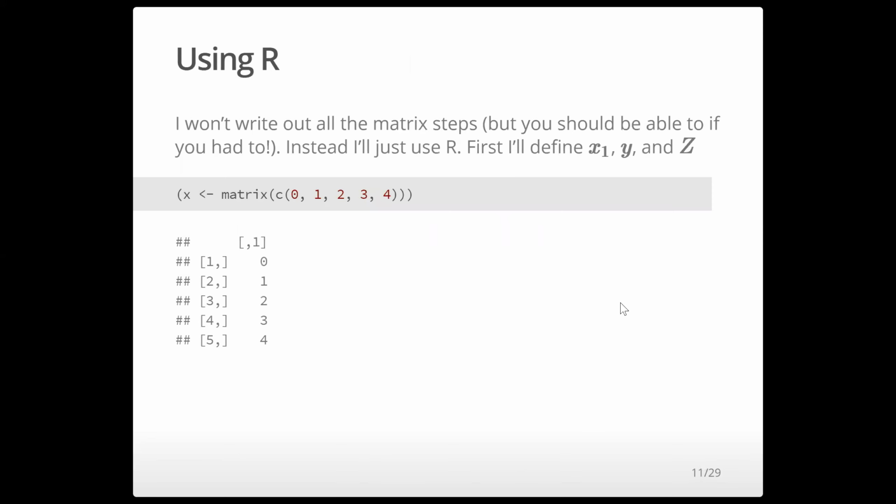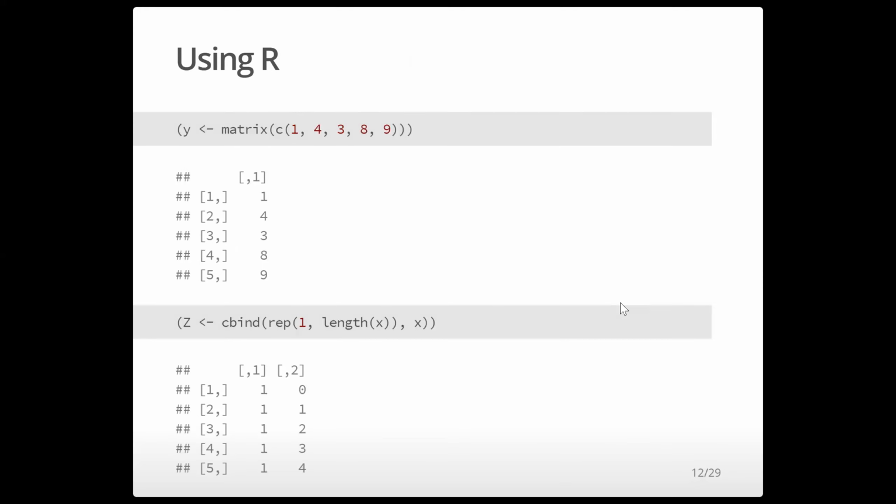So then we need to define all our... I'm not going to write out all the actual matrix steps here. I'm just going to do the rest of this in R. So here I'm going to start by defining X as my predictor variable. I'm going to define Y as my outcome variable, and then I'm going to get my Z. I'm just going to slap a column of ones onto the front of my predictor variable to get my design matrix.